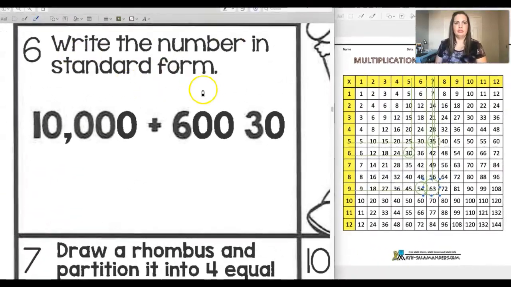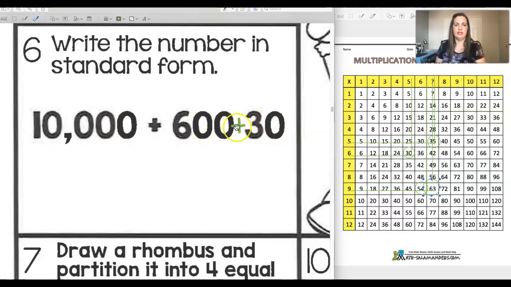Number 6, write the number in standard form. So I taught you the trick to do this. All you're going to do, you can see that they actually were supposed to put a plus sign here. So this is a mistake. You can go ahead and write in that plus sign.